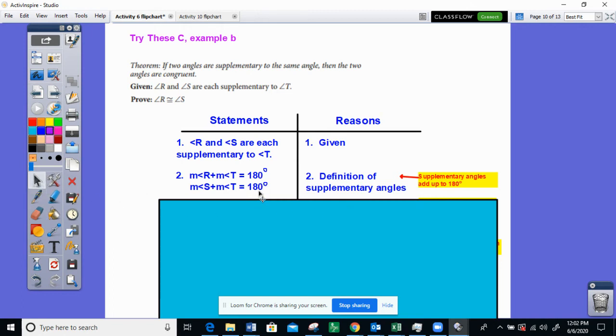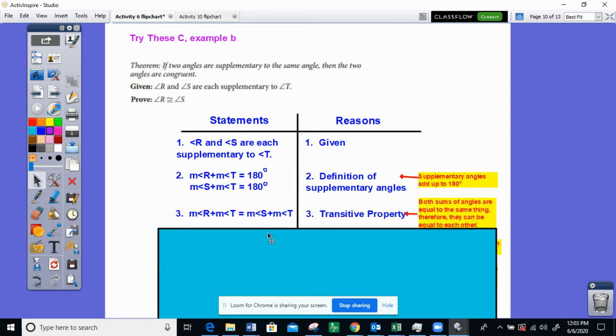Okay, so if that is true, then let's see, I think the next step is going to be some sort of equation. Let's look at what equation that is. The measure of angle R plus the measure of angle T equals the measure of angle S plus the measure of angle T. Yeah, both of these sums are equal to 180 degrees. If they're both equal to 180 degrees, that means that they must be equal to each other. So that is true because of the transitive property.